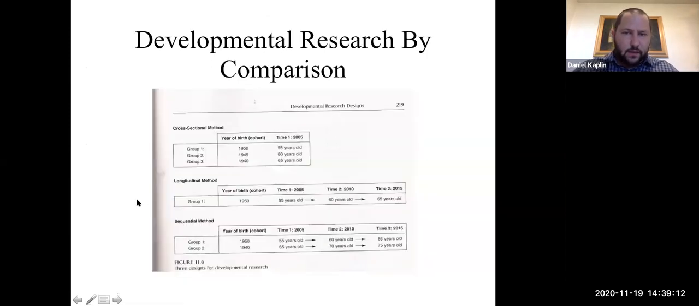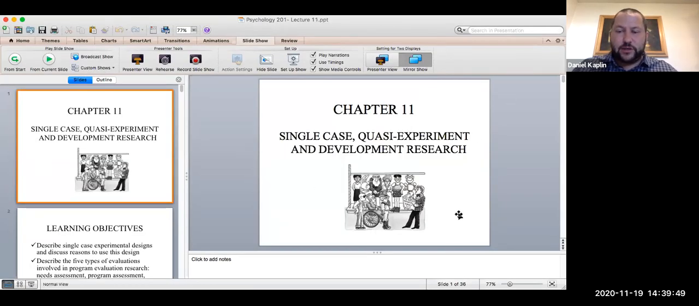All right, and here are the various research designs by comparison. A cross-sectional design is multiple groups, right? Groups 1, 2, 3, being tested at one point in time. Whereas a longitudinal design is one group being tested at multiple points in time. In this scenario, it is time 1, time 2, time 3. And then a sequential design is multiple groups, multiple testing points. And that is our lecture in a nutshell.